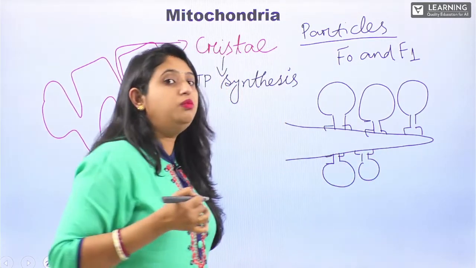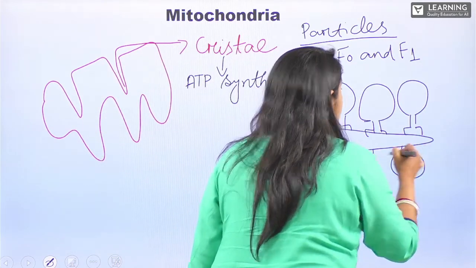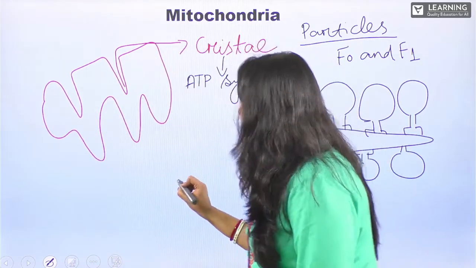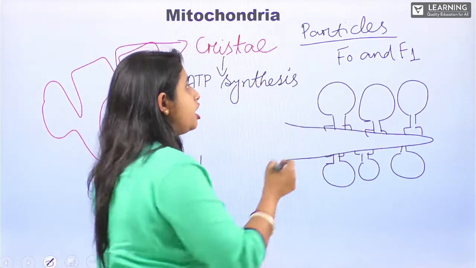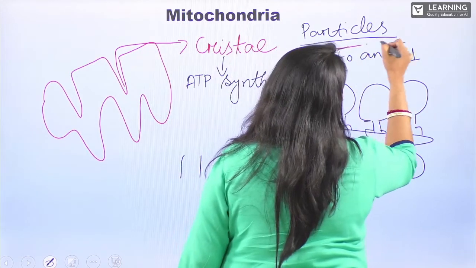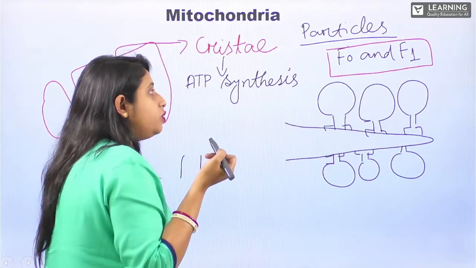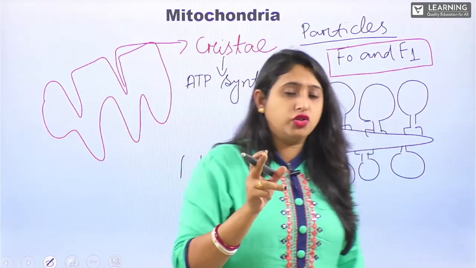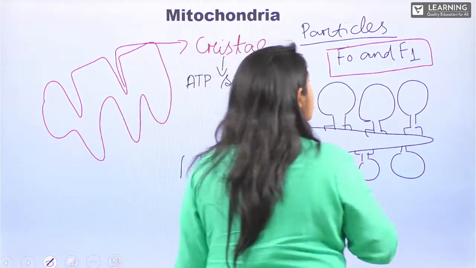They look like bulb-like structures, right? Now you can see this structure. What are the two particles I said? One is F0 particle and another one is F1 particle. Together this F1 and F0 particle are known as oxysomes.